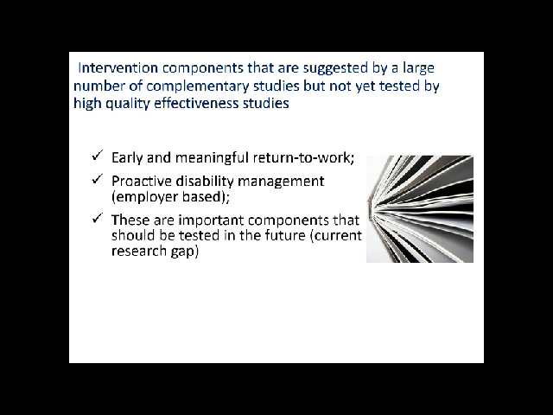were mentioned in a really large number of complementary studies, which means mainly qualitative studies, but they have not yet been tested in high-quality effectiveness studies, and in this case, these components are not listed on the tables that you just saw. But examples of two of them are early and meaningful return to work and proactive disability management, which is an employee-based approach. And these are important components. We are suggesting that this could be important and should be tested in the future, and this shows a research gap on this type of component.